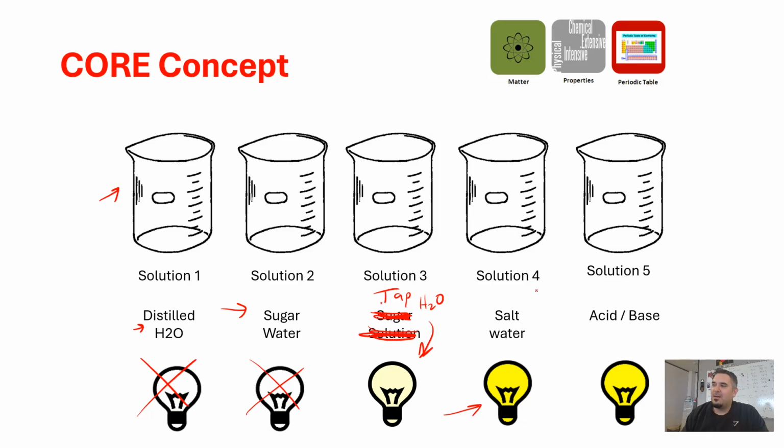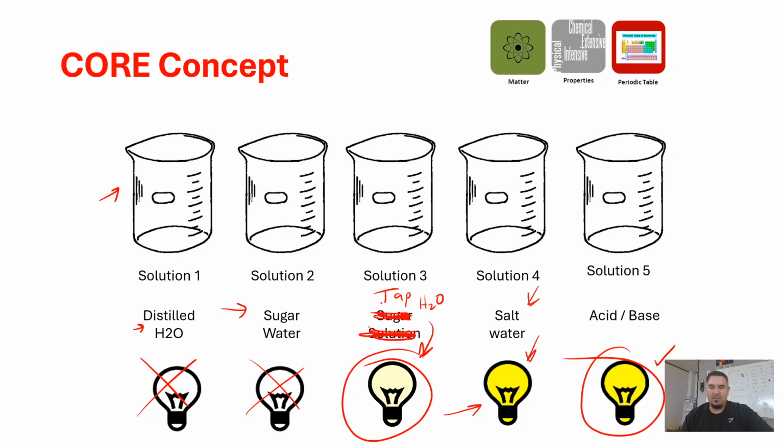All right, so next up we have salt water, and salt water is an excellent conductor. As you can see, the light is fully lit. And then next we have acids and bases. Acids and bases will also turn on the light. Now, very soon we're going to talk about strong acids versus strong bases, strong acids versus weak acids. A weak acid will look something like this, and then a strong acid will look like that. But we'll discuss that when we get to acids and bases.